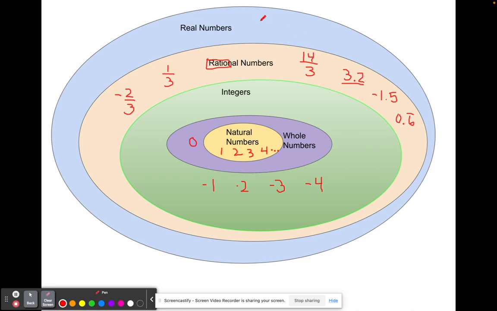So some of our irrational numbers might be things like the square root of 2, square root of 5. If I put those in my calculator, you will see that they go on forever and they do not repeat. Another common one is pi. That's 3.14159 dot dot dot. It keeps going on forever and it doesn't repeat. So if you see a decimal that goes on and on and on, and you don't see a pattern, you can't predict what comes next.